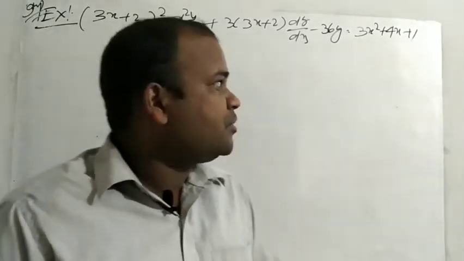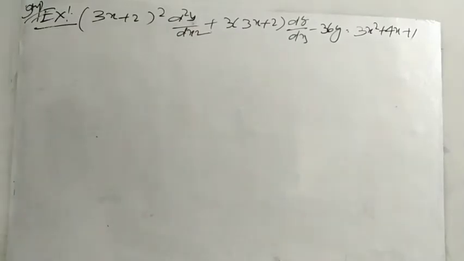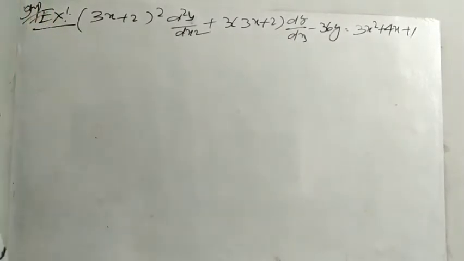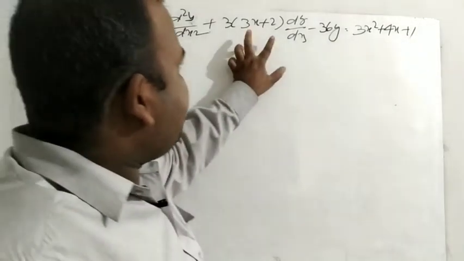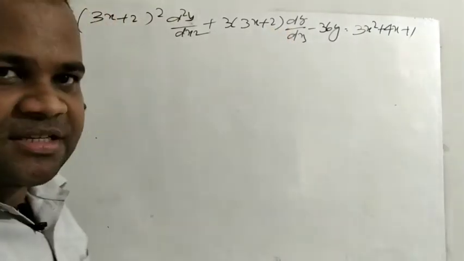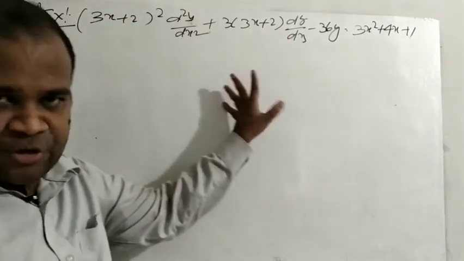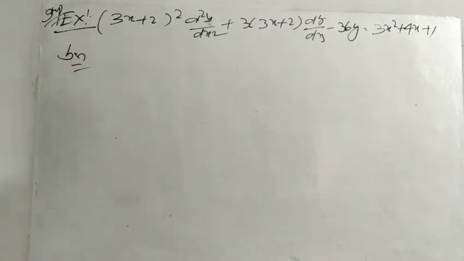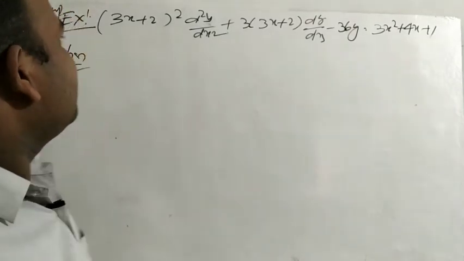Now we will solve the next problem, that is (3x plus 2) whole square d square y by dx square plus 3 into (3x plus 2) dy by dx minus 36y equal to 3x square plus 4x plus 1, because it is in the form of (ax plus b) dy by dx. It is a Legendre differential equation. This one you will convert in the form of a linear differential equation. This type of question is very important.